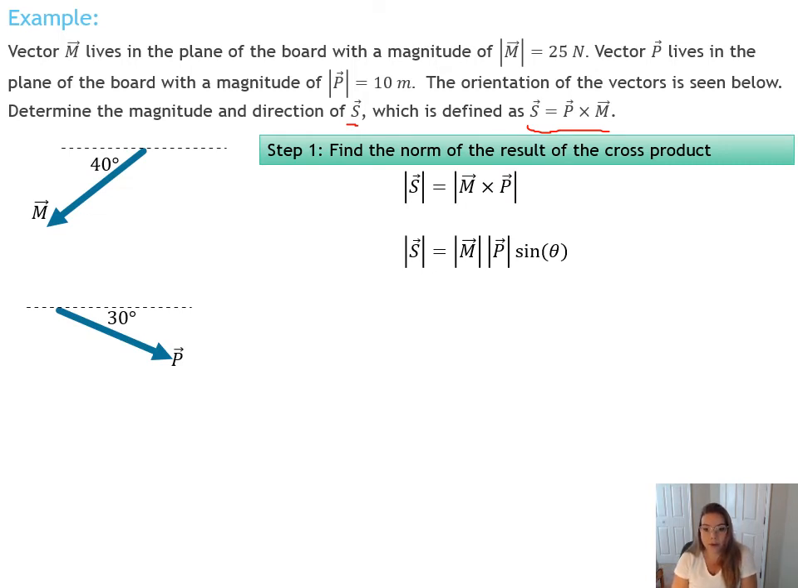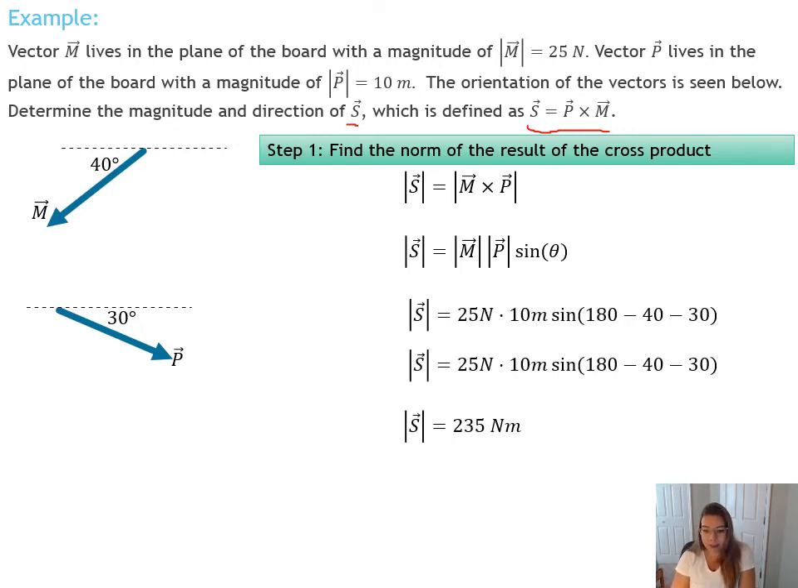Let's find the norm of the result of the cross product. That means we're going to take the norm of M, norm of P, sine of the smallest angle between them. All of that is still the same information. I'm still getting 235 Newton meters. So the area spanned by those two vectors is the same whether you cross M with P or P with M. The area is the exact same thing because it's the same two vectors.